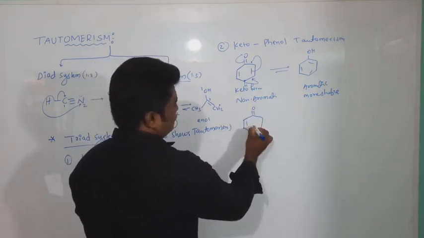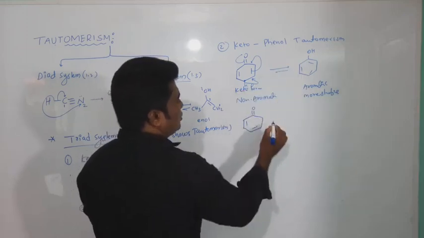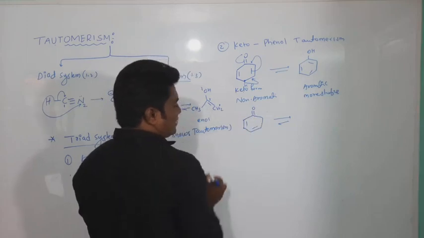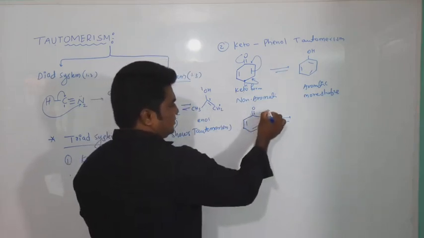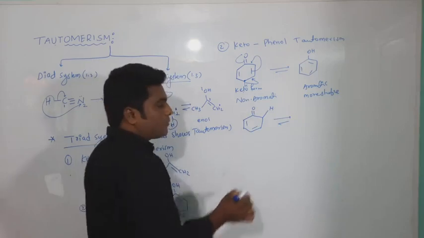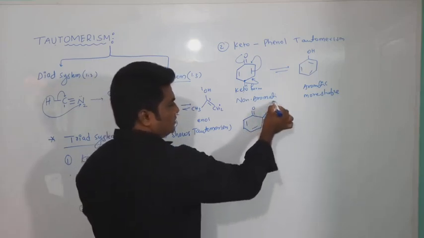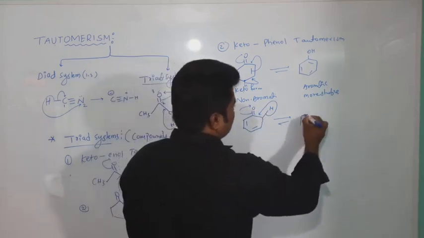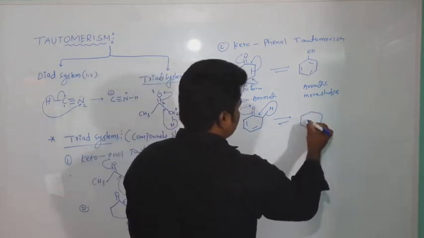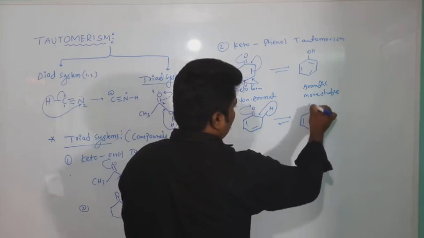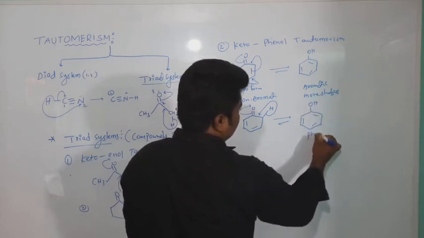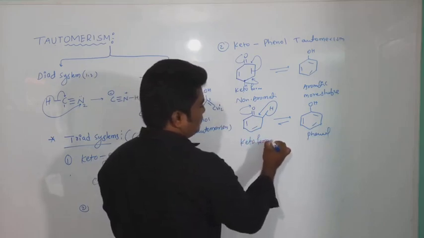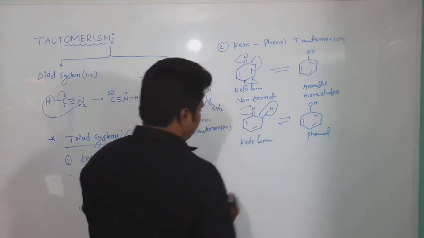Now see one more example, this one, for keto-phenol tautomerism. This is not an alpha hydrogen, it is sp2. Here the sp3 hybridized carbon has the alpha hydrogen. This hydrogen is involved in the tautomerization, and the oxygen gets the negative charge. Again you are getting phenol, and phenol is more stable. And this is the keto form. This is the second type.